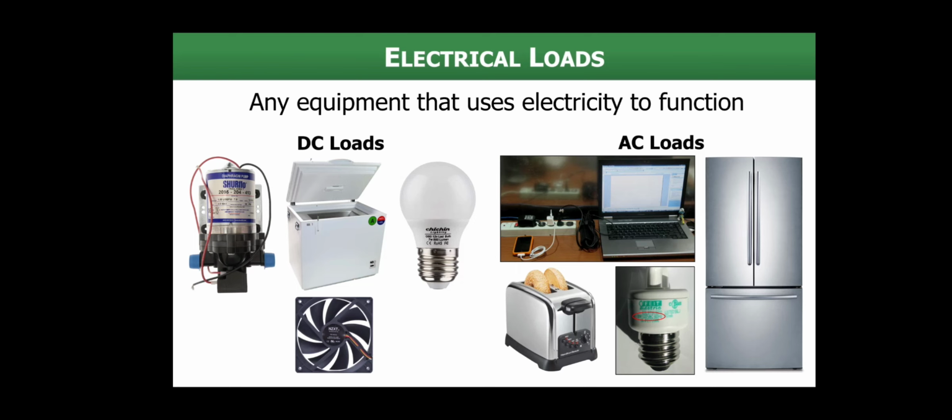On the left side of the slide, we can see some examples of DC loads. These include well pumps, freezers, light bulbs, fans, and there are a variety of other types as well. On the right side, we can see some examples of AC loads, which include cell phones, laptops, light bulbs, refrigerators, freezers, and toasters, to name only a few.